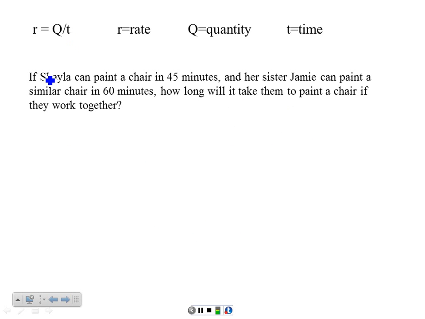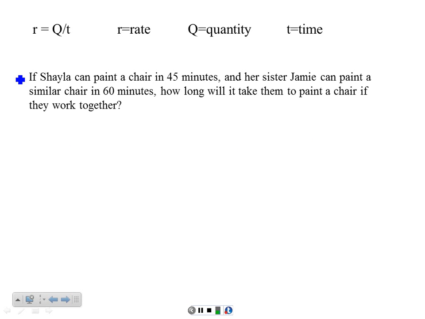So let's look at this problem. If Shayla can paint one chair in 45 minutes, and her sister Jamie can paint a similar chair in 60 minutes, how long will it take them to paint a chair if they work together? So let's look at this equation.